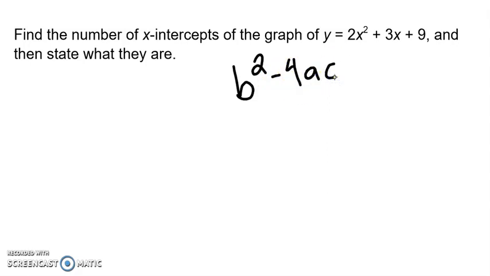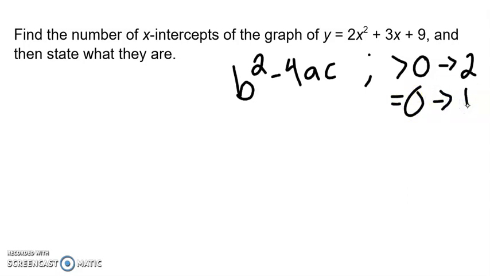And if that's bigger than 0, then there's 2. If it's equal to 0, there's 1 x-intercept. If it's less than 0, there's none. Okay, so we now need to plug in our values of a, b, and c to then figure out how many x-intercepts we have here.